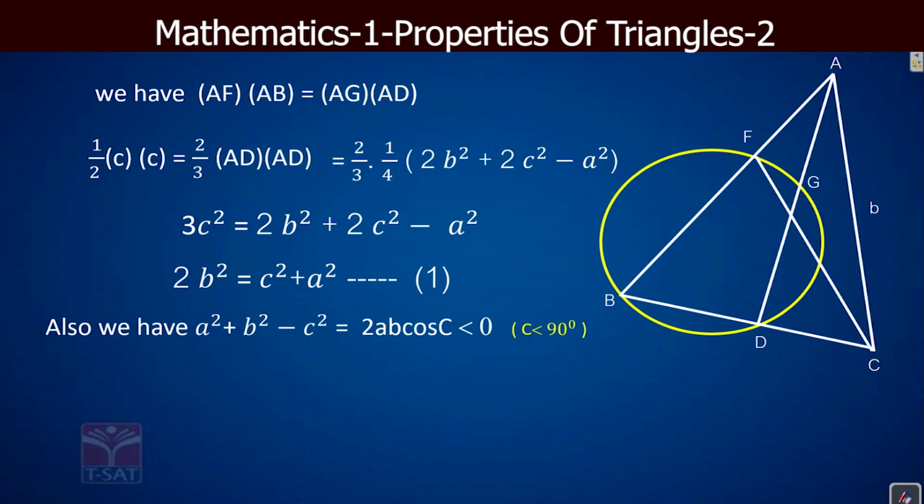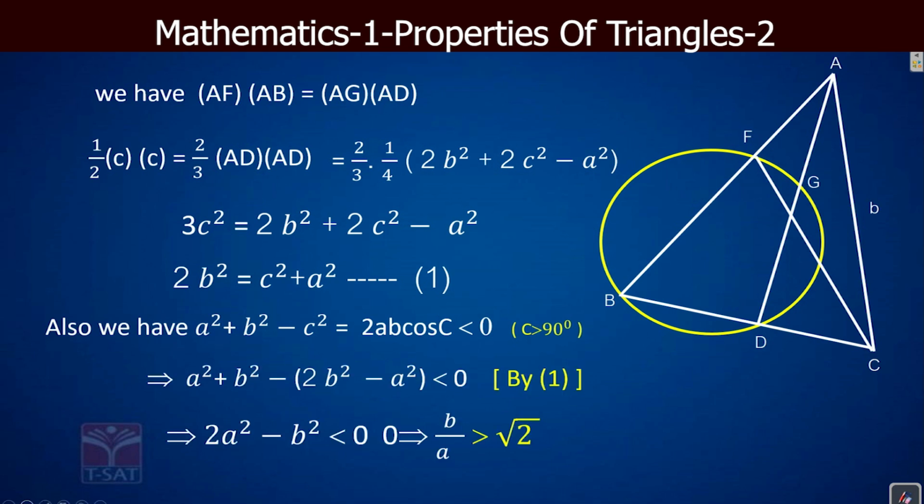Also you have a square plus b square minus c square is equal to 2ab cos C, and you are given angle C is obtuse. So 2ab cos C is less than 0. Therefore a square plus b square minus (2b square minus a square) is less than 0, because we have substituted c square from equation 1. So this shows that 2a square minus b square is less than 0, or b by a is greater than root 2. So the correct option is option 2.